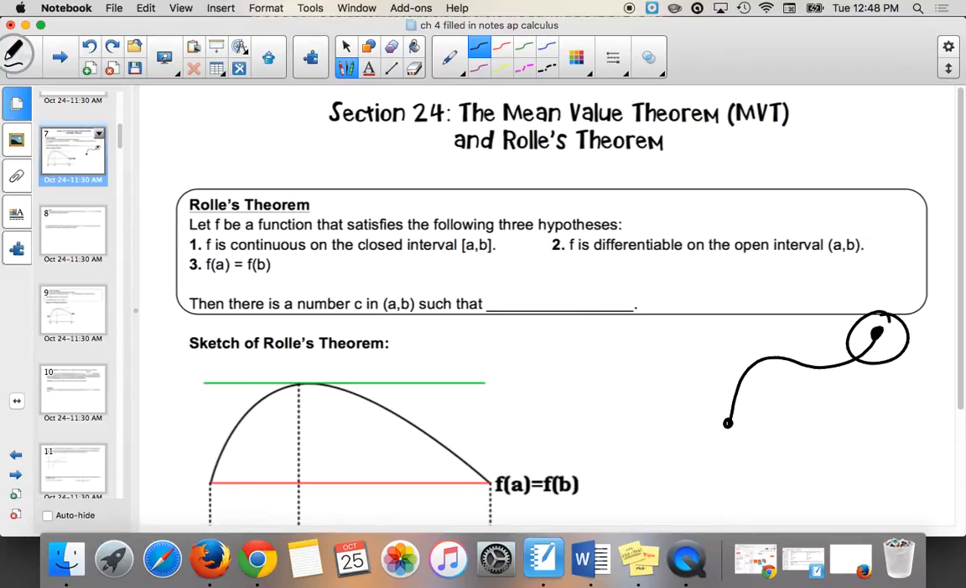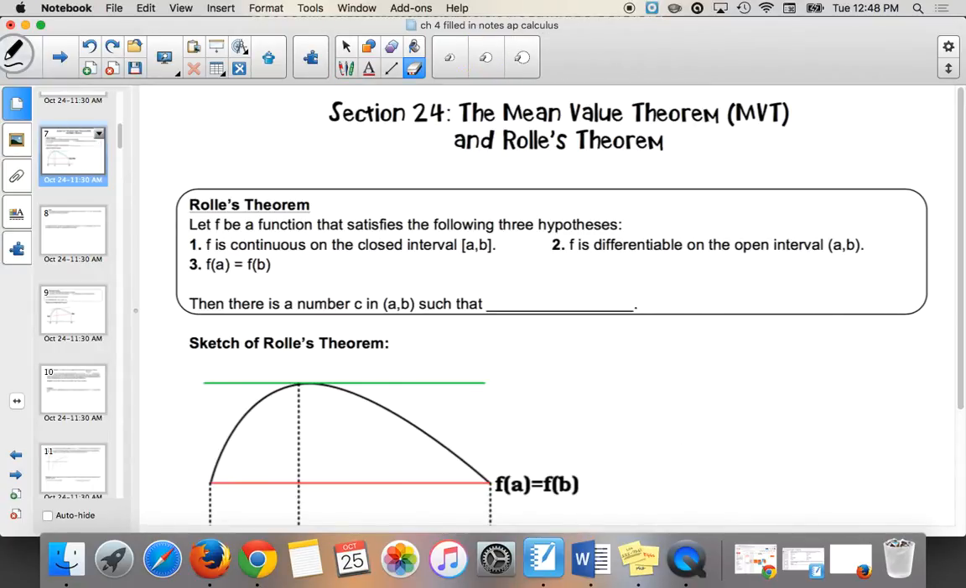Do you remember our definition of derivative? It involved a limit as you go from the left and the right. There's nothing coming from the right on this one, and there's nothing coming from the left on this one. So it's not differentiable on the endpoints. That's why we say on the open interval. And the other condition is that f of a has to equal f of b. If this is true, then there has to be a number c in the interval a to b such that f prime of c is equal to 0.